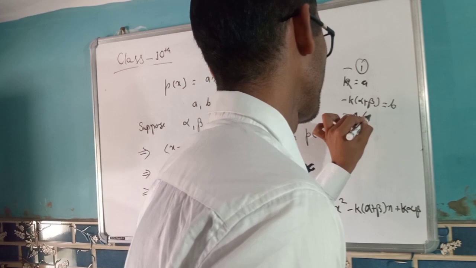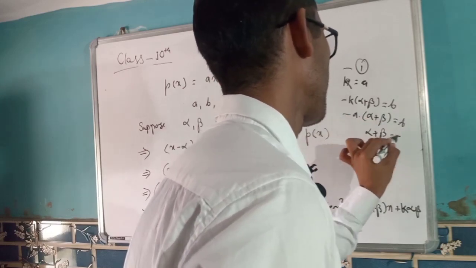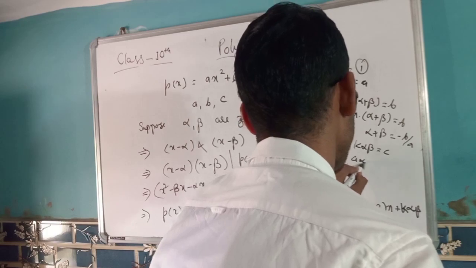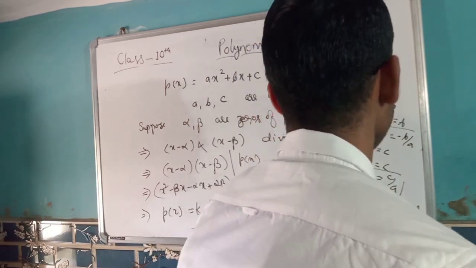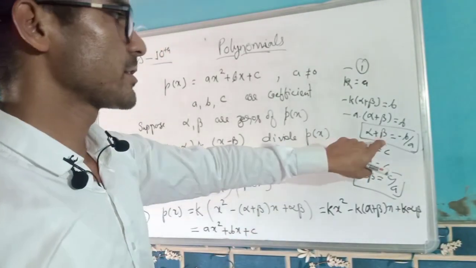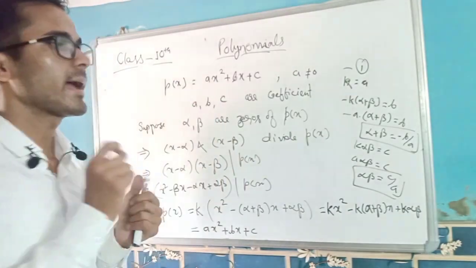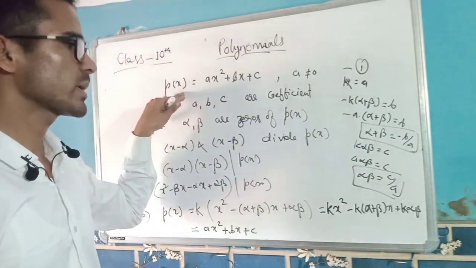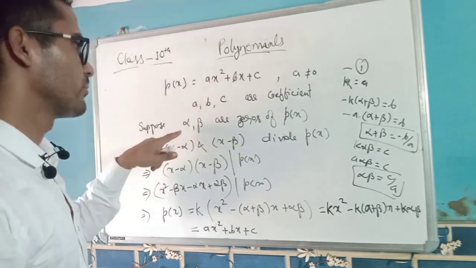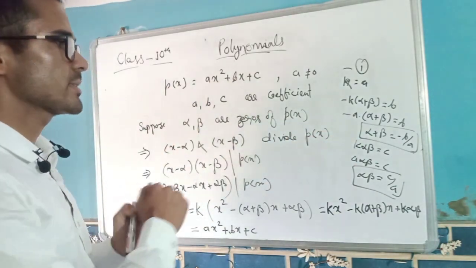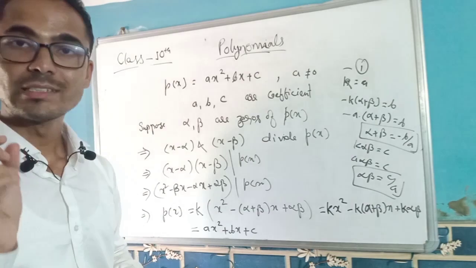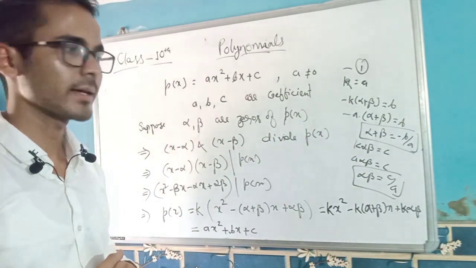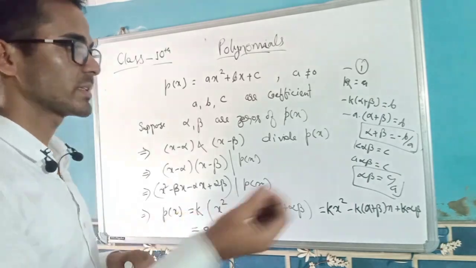Now we substitute k equal to a. So a times (alpha plus beta) equal to b, which gives alpha plus beta equal to minus b by a. And a alpha beta equal to c, so alpha beta equal to c by a. So these are the relationships between zeros of a polynomial and its coefficients. Here a, b, c are coefficients of this polynomial, and alpha and beta are its zeros. In this way, the sum of the zeros of a polynomial is equal to minus b by a, and the product of zeros is equal to c by a.